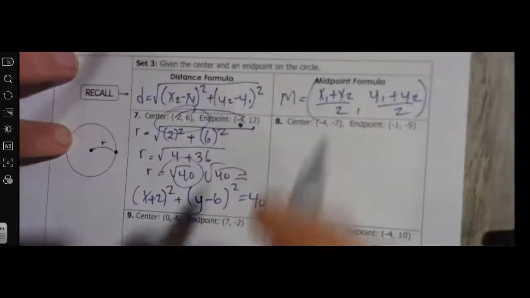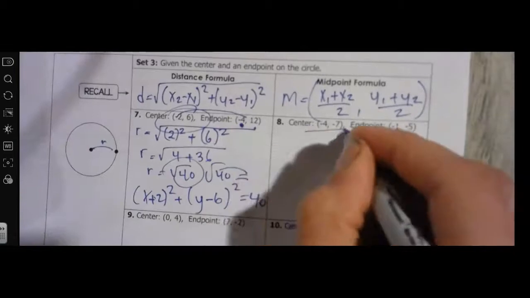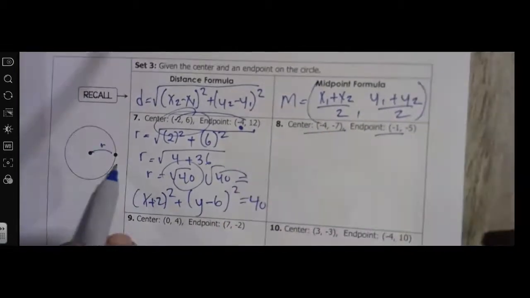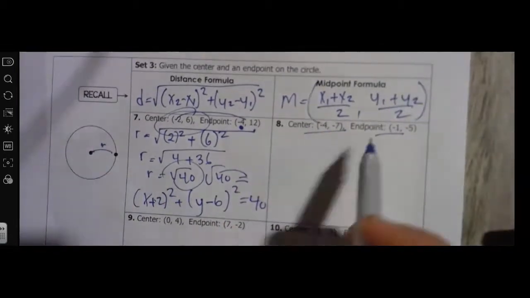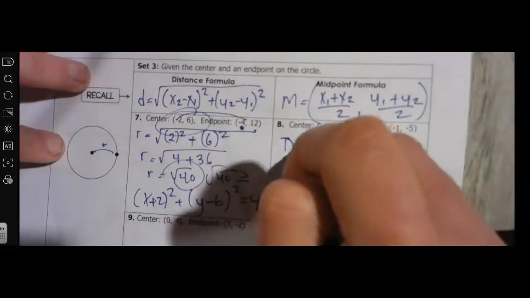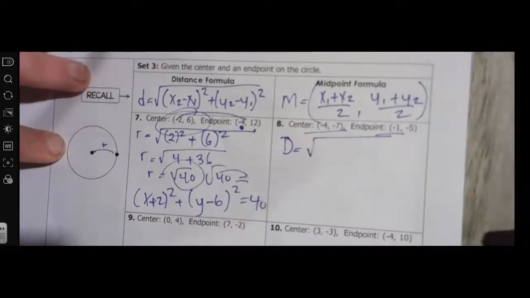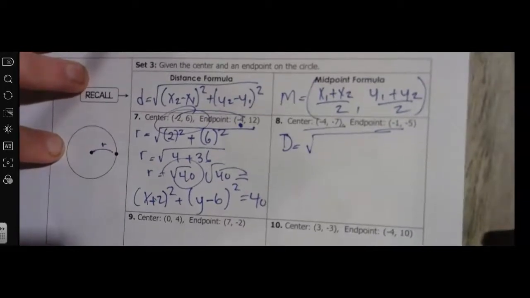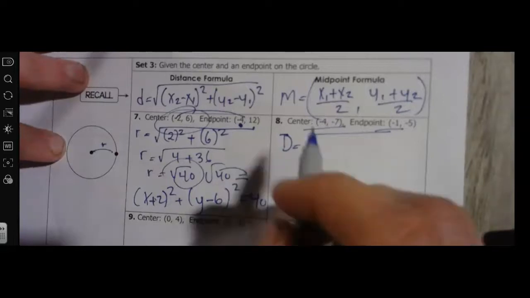Now let's try that again. We have the center, so we know the center and we know the endpoint. Just like this picture shows, we have to find this distance right here. So the distance is equal to the square root. We don't use the endpoint. The midpoint comes down here when we're given both endpoints, so we're not using that yet. Okay, so distance right here.